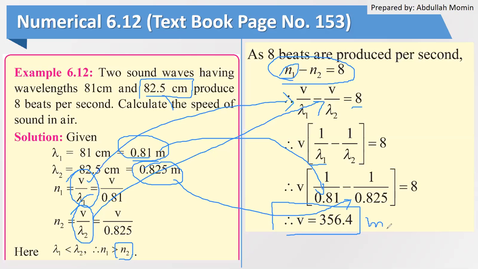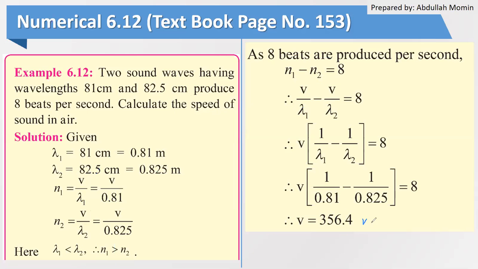After cross multiplying and calculating for V, we will get V as 356.4 meter per second. This is the speed of sound in air. So the speed is 356.4 meter per second.